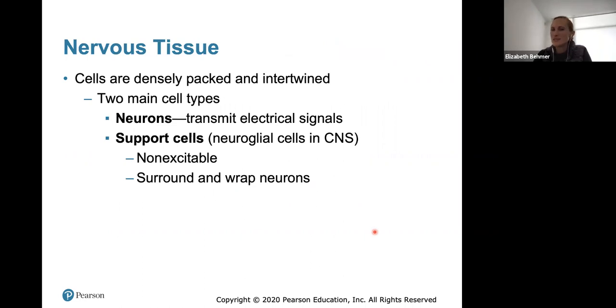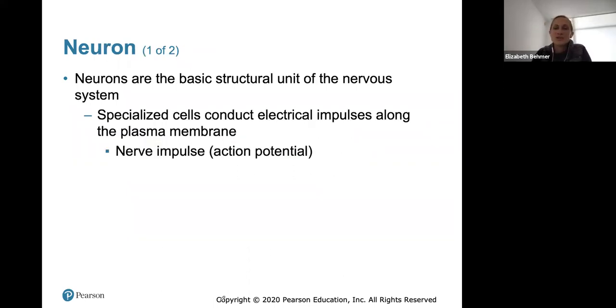The cells of nervous tissue are densely packed and intertwined. You just have 2 main cell types: the neurons, which transmit the electrical signals, and all of the support cells, called neuroglial cells in your central nervous system. They are non-excitable, so they can't transmit an electrical response, but they will surround and wrap the neurons and be support cells for those neurons.